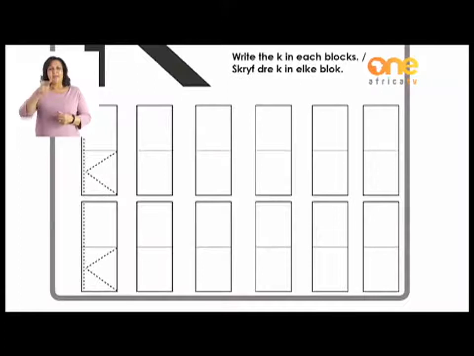Remember, letter K is a straight line and 2 sideways kicks. Enjoy the tracing. Do this exercise with your pencil so that you can erase and try as many times as you can.